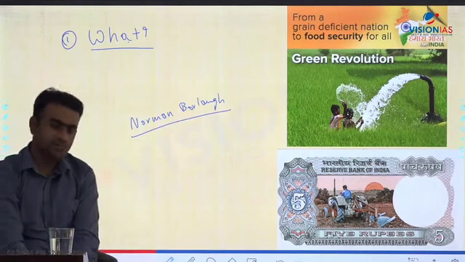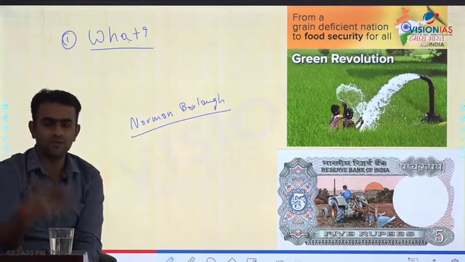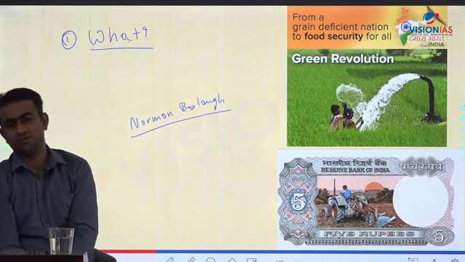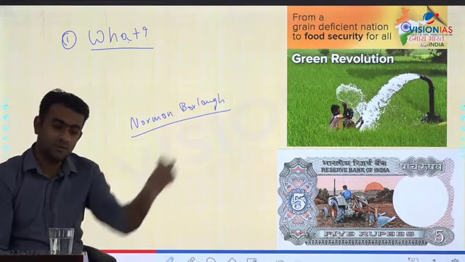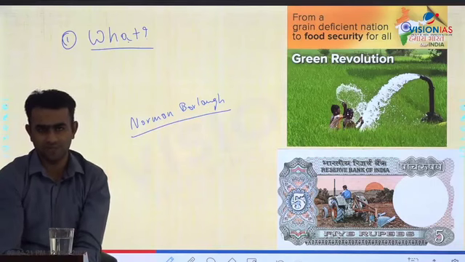MS Swaminathan went to Mexico to study what exactly they were doing, how they were able to bring about the agricultural revolution and increase production in a very short period of time. So he discussed things with them. While coming back, he brought Norman Borlaug with him. Norman Borlaug came back with MS Swaminathan.